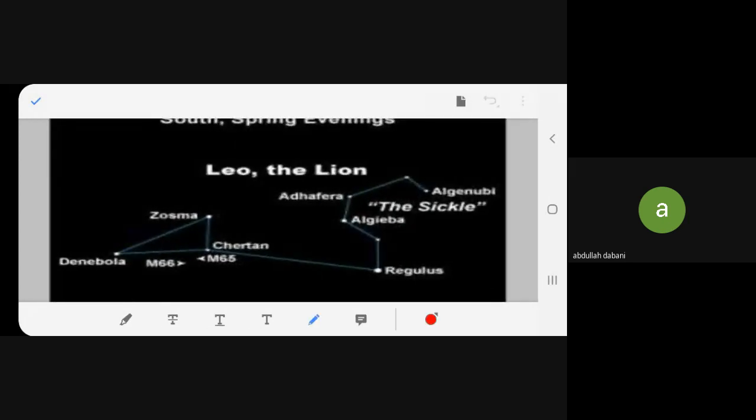This is how it looks. This is the tail, this is the body. Can you see this? This is the lion. Understood, beta? This is how it looks. Lion. Got it?